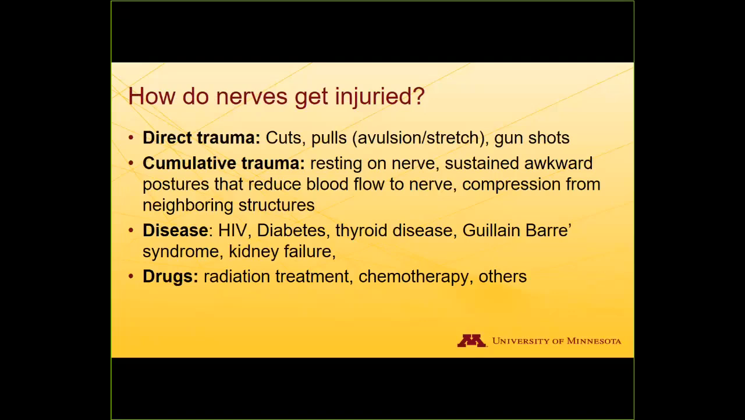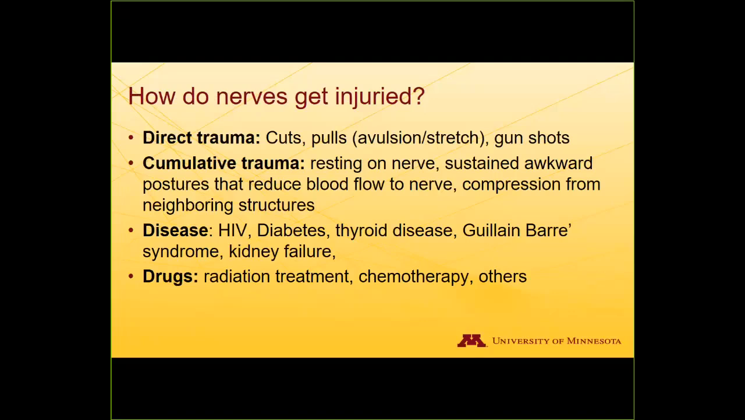Disease can actually cause irritation of these nerves, so HIV, diabetes, thyroid disease, Guillain-Barré, which is like an autoimmune disease that causes acute demyelination of peripheral nerves, and it's very devastating. And then kidney failure, people that have long-standing kidney disease can actually go on to have peripheral neuropathies.